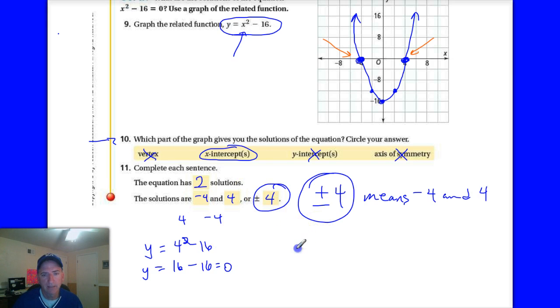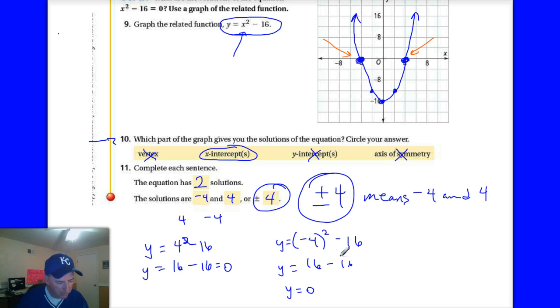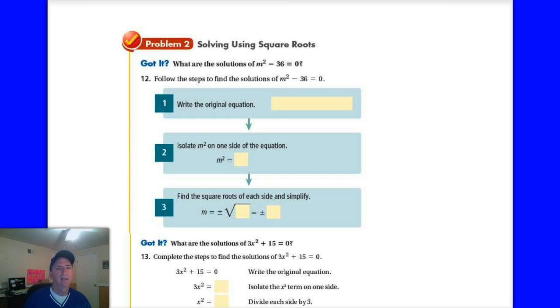Same thing would happen with negative 4, like this. If we want to know what is y when x is negative 4, well, negative 4 squared is also 16, and that is another 0 for y. So you're looking for the value of x that makes y 0, that x-intercept. There it is. It should all come together, I hope, for you sometime soon, if it's not already.